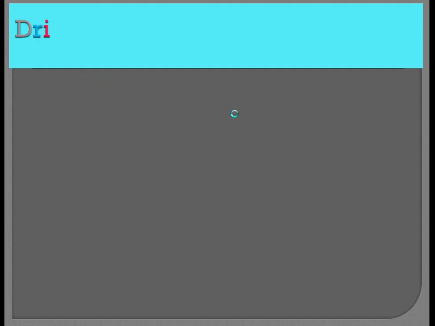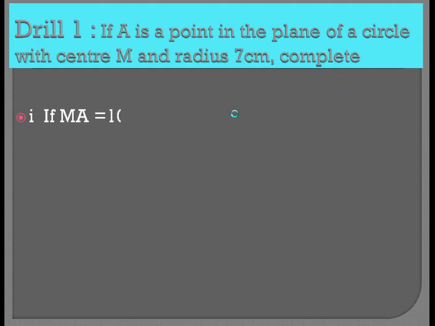Drill number 1: if A is a point in the plane of a circle with center M and radius 7, complete. If MA equals 10 centimeters, then A is blank with respect to the circle. I want to know the position of the point A with respect to the circle, knowing the distance from A to the center and the radius of the circle. You can see that the distance from M to A is greater than the radius of the circle, so we can say that A is lying outside the circle.